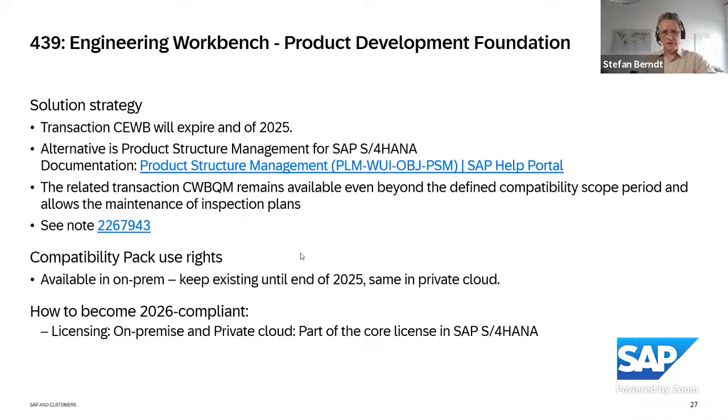There is also in the quality management area a similar transaction, CWBQM, which uses, in its underlying foundation, some of the same elements and functions. And this particular transaction will not expire. This is separate, and it is therefore still available. However, the engineering workbench in PLM here, as explained, will expire.